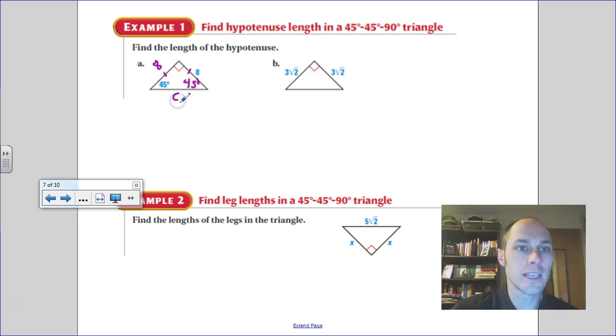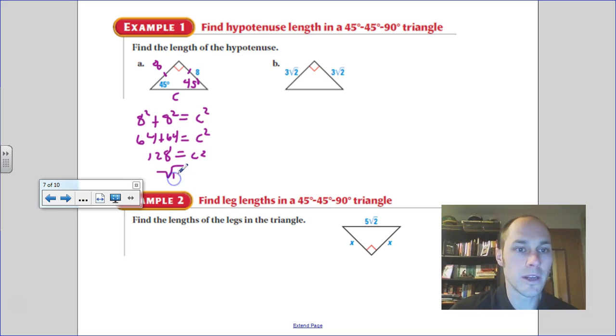So in order to find this side, well, if we wanted to use Pythagorean theorem, 8 squared plus 8 squared is c squared. C is always the hypotenuse, so 64 plus 64 is c squared. And hopefully we'll see that pattern result that it is a square root of 2 times bigger. So it equals 128. Take the square root of 128 to get c.